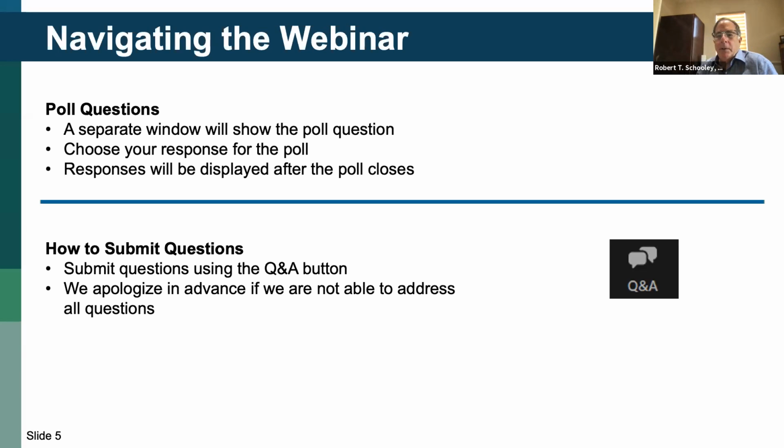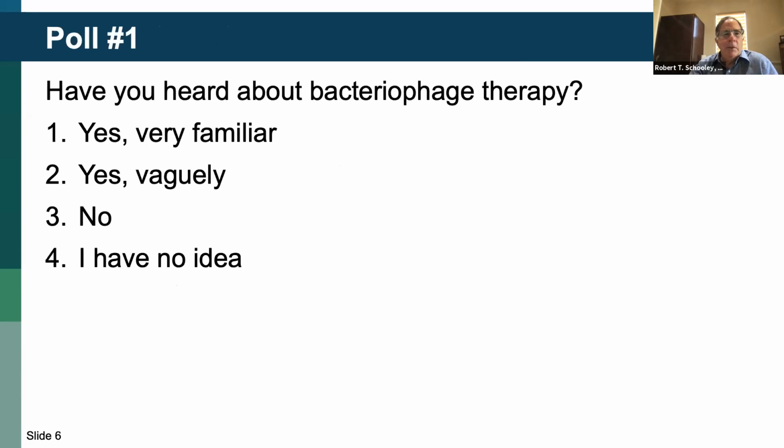To get you warmed up on the poll questions, let's start with a fairly simple one here. How many of you have heard of bacteriophage therapy? You're very familiar, vaguely familiar, never heard of it, you have no idea what we're talking about. Please go ahead and vote, and we'll have opportunity to see how this plays out.